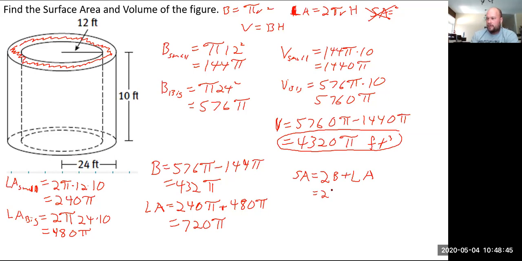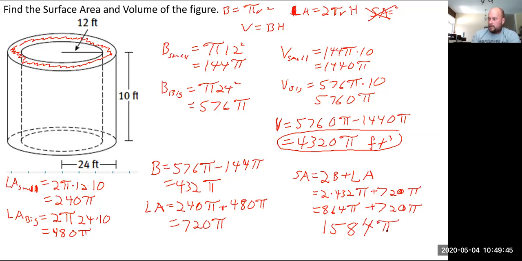So 2 times the area of the base, which was the 432 pi. The lateral area was the 720 pi. So we have 2 times 432, which gives us 864. Add those two together. And the surface area on this one is 1,584. And again, this is in terms of pi, and it's in feet squared.